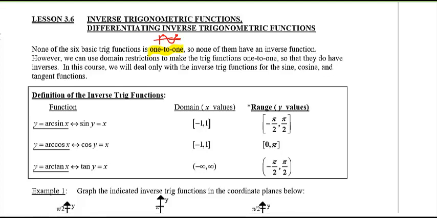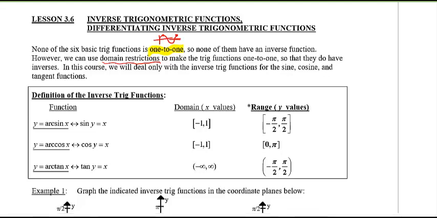Well, hold on. We can use domain restrictions to make sure that the trig functions actually do become one-to-one, so that they can have inverses. And in this course, we will only deal with the inverse trig functions for sine, cosine, and tangent. Whew, thank goodness we don't have to do cosecant, secant, and cotangent.